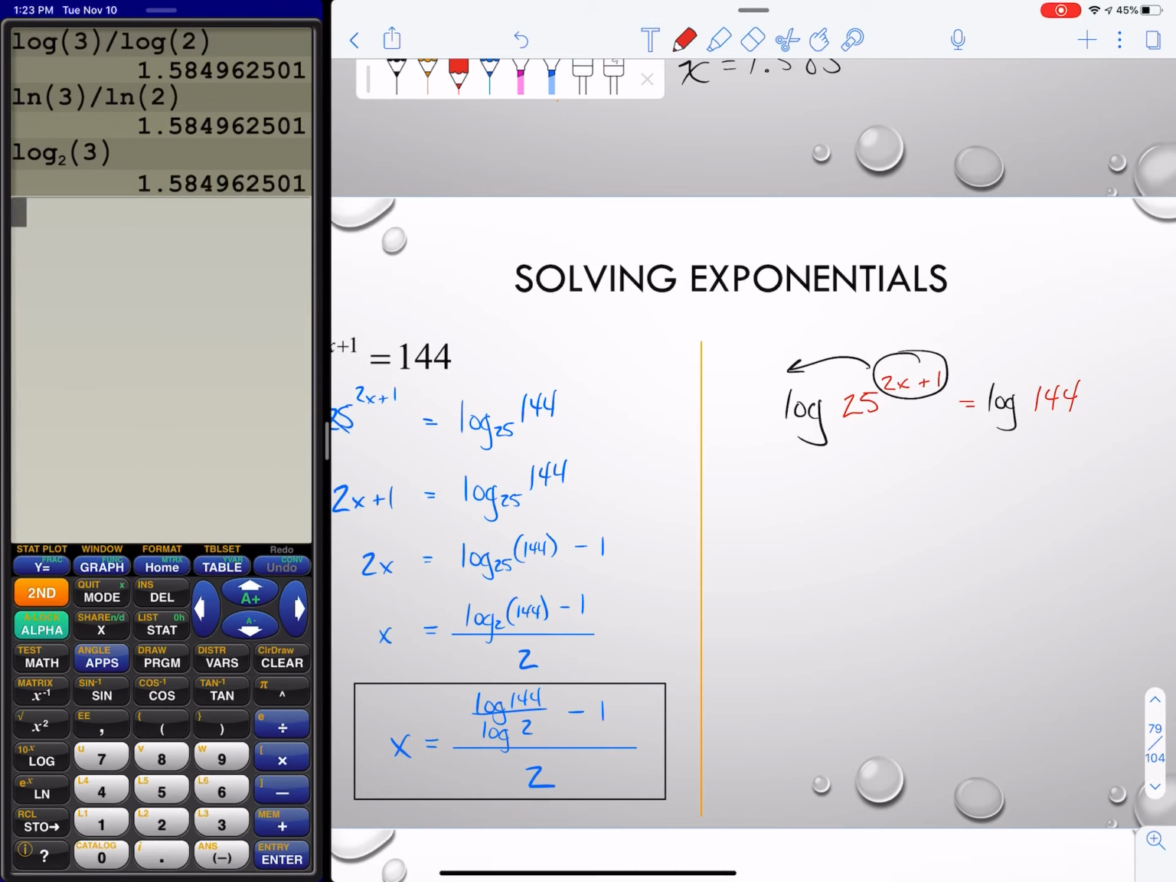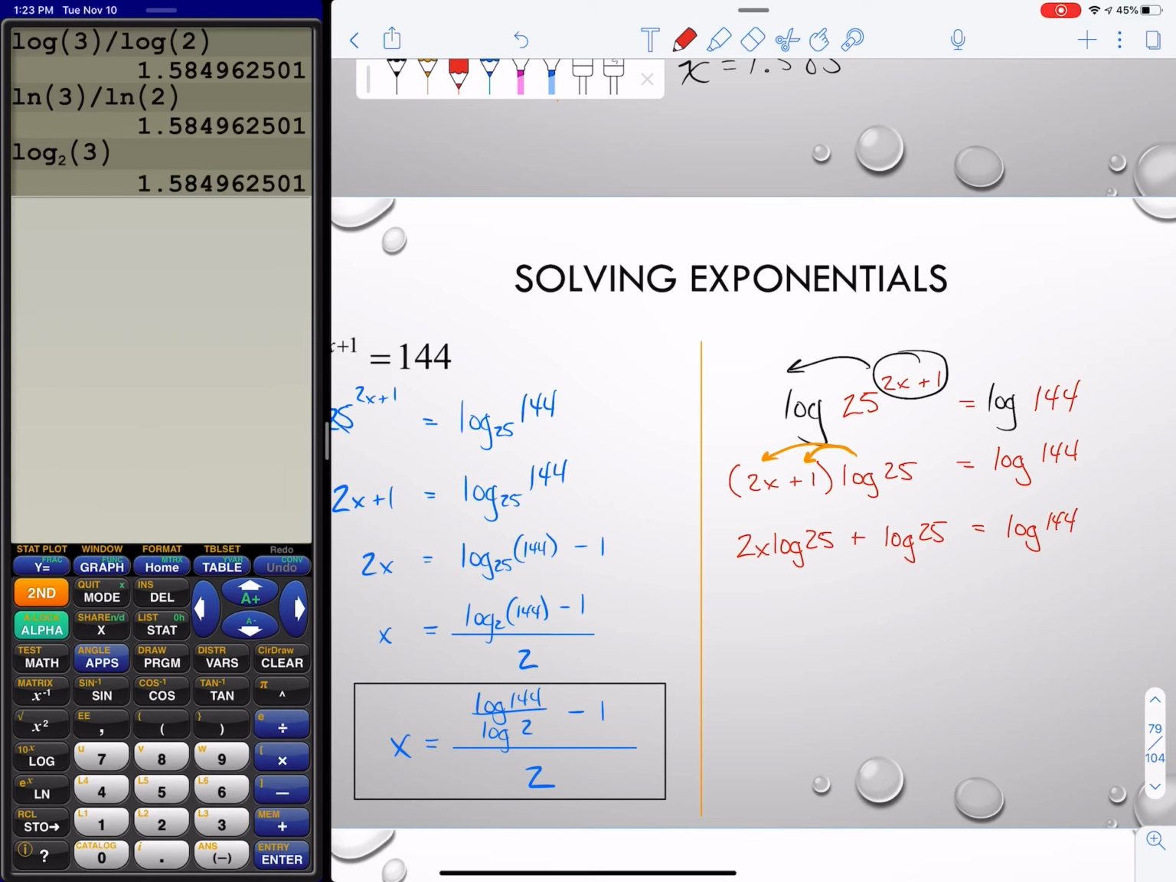Now, I'm bringing that entire exponent down in front. I must put it in parentheses. So here we're going to have 2x plus 1 times the log of 25 equals the log of 144. Now what I need to do from here is distribute this log of 25 to each term inside of the parentheses. In this case, I'm just distributing from the right-hand side. It's fundamentally the same. So here I'm going to get 2x log of 25 plus 1 times, or just simply the log of 25 equals log of 144.